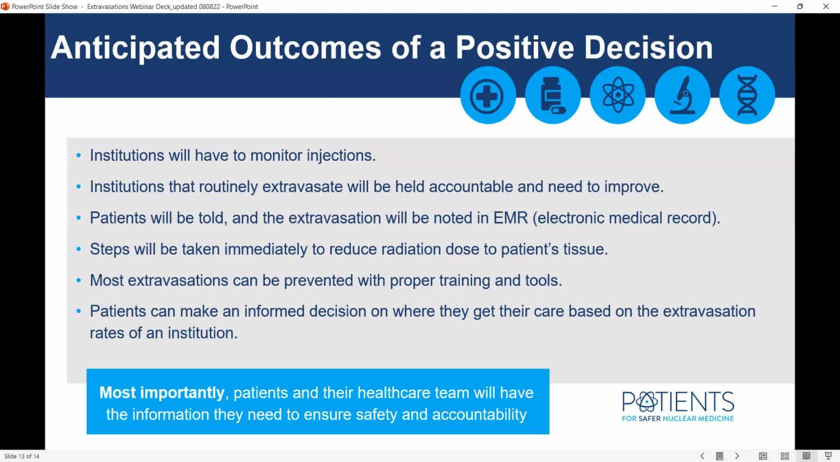They can look at extravasation rates of institutions around them and decide where they want to get their care. Do they want to go to an institution that has a large extravasation rate? Giving patients this information is not a lot to ask. This is a very simple request. Giving patients and their healthcare team the information they need to ensure their safety and accountability.